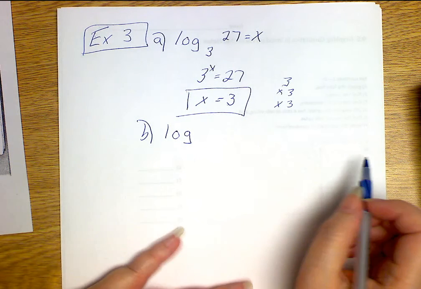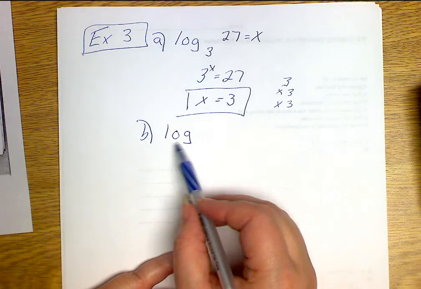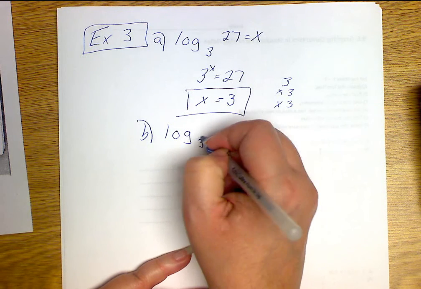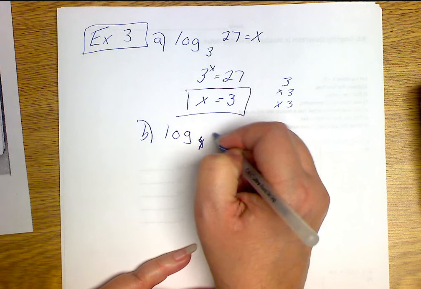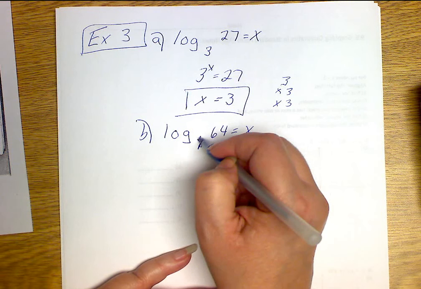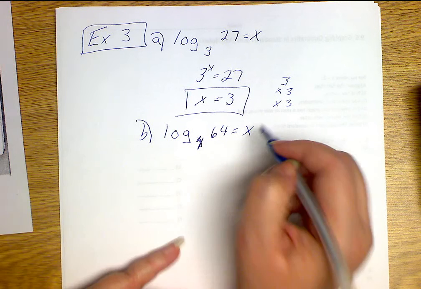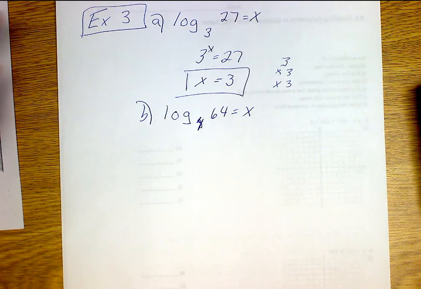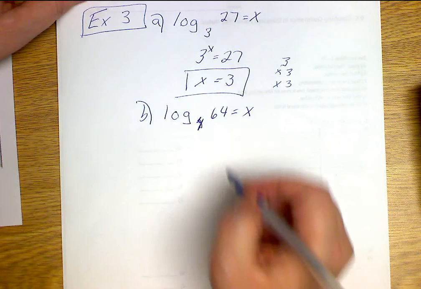So we have log base 3. Oh, no, 4. Sorry, I just did that one. Base 4, sorry, of 64 is equal to x. So log base 4 of 64 is equal to x. I want you to try to solve that. All right, John, walk me through it. How do I set it up?